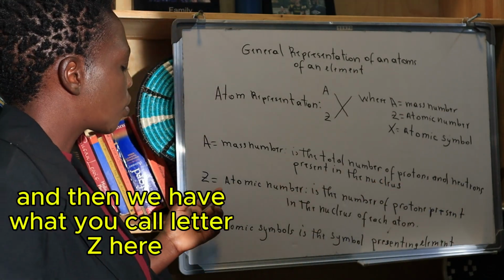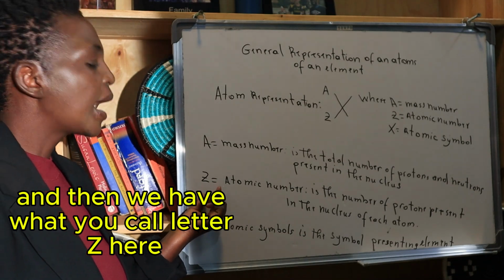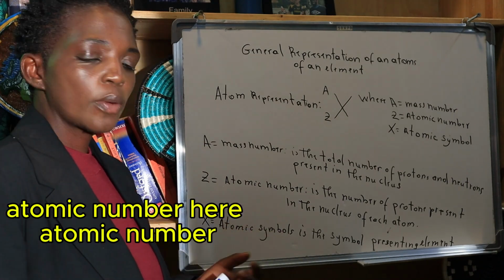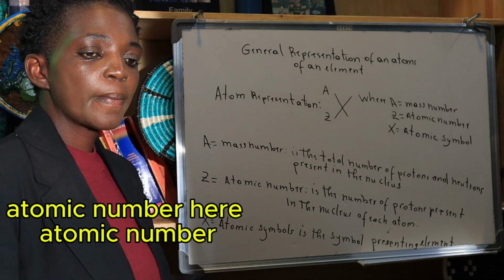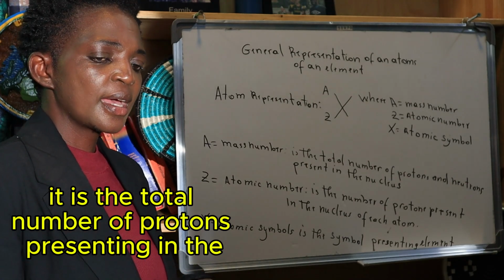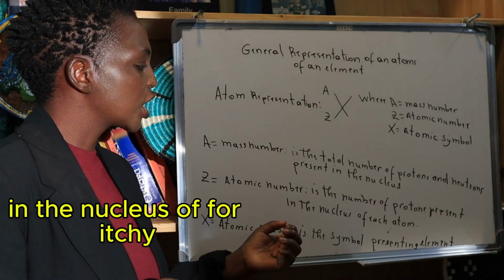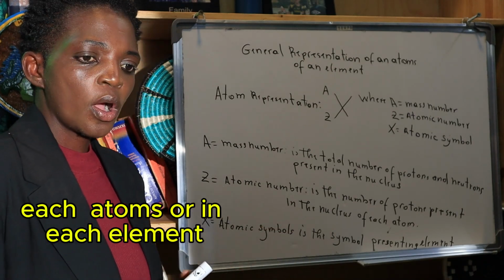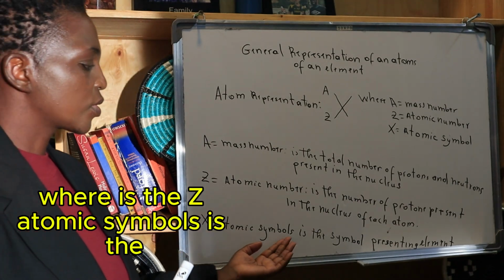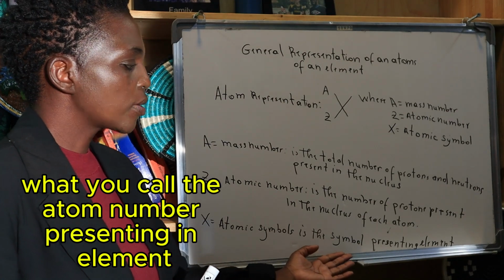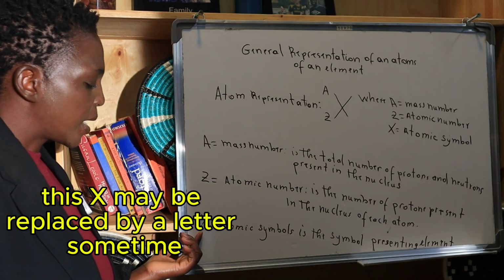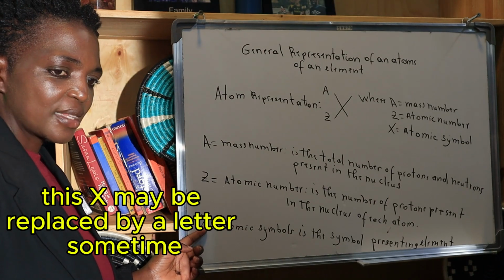And then we have letter Z. Here, letter Z stands for atomic number. Atomic number is the total number of protons present in the nucleus of each atom or of each element. Whereas the atomic symbol is the symbol of the atom present in the element. Remember this X may be replaced by a letter.